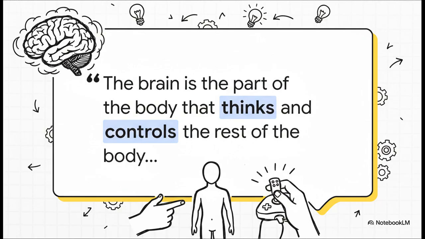Okay, next up, after telling us where it is, it tells us what it does. And again, just look at the words they chose. Thinks and controls. These are the absolute core functions explained using the most basic, powerful verbs you can find. No jargon, just pure, simple function.